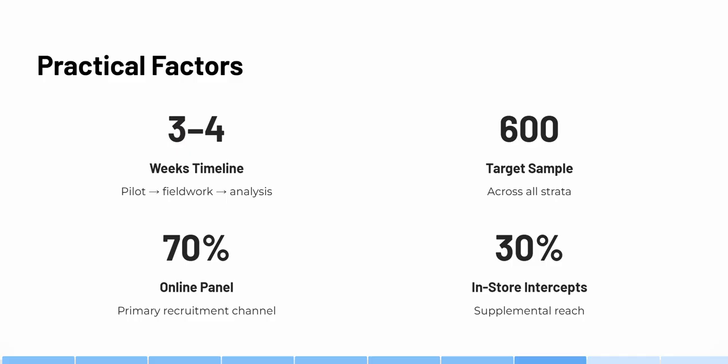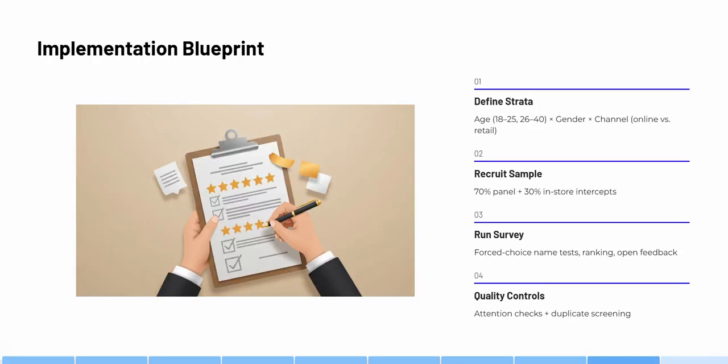The critical factors that I have come up with are presented on this screen, where we take a 3 to 4 weeks timeline, first for piloting, then fieldwork, and finally analysis. About 600 target samples across strata would be interviewed, 70% of which would be online panels, that is the primary recruitment channel, and 30% would be in-store intercepts, for supplemental reach.